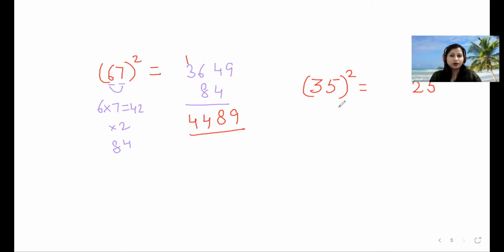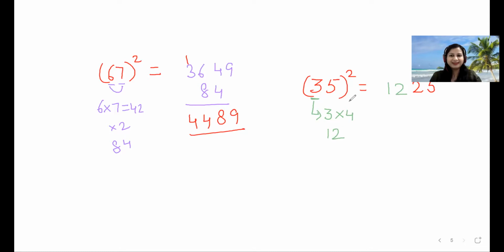Now, let's talk about the number at the tens place. At the tens place, we can see it's 3. So we are going to multiply this 3 by its consecutive number. The consecutive number of 3 would be 4. Consecutive number means the number next to it. So we'll multiply 3 with 4. How much? 12. So 1225 would be the answer.